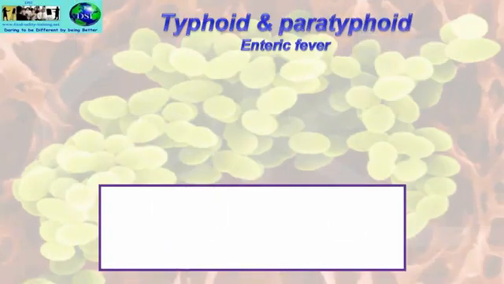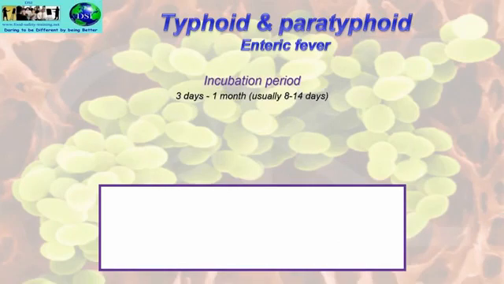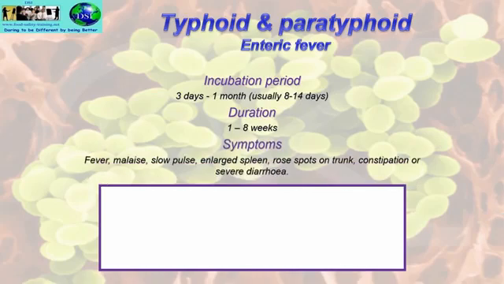Typhoid and paratyphoid, together known as enteric fever. Incubation period 3 days to 1 month, typically 8 to 14 days. The duration 1 to 8 weeks. Symptoms: fever, malaise, slow pulse, enlarged spleen, rose spots on trunk, constipation or severe diarrhea.